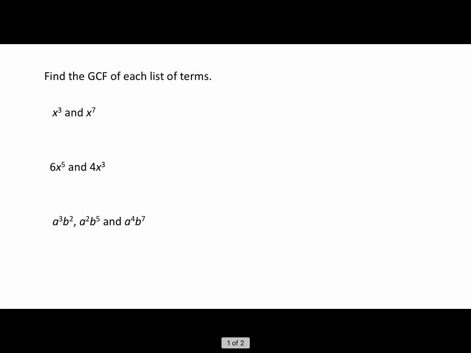Find the greatest common factor of a list of terms. So our first example, we're looking at x cubed and x to the 7th. If we were to do some prime factorization here, then x to the 3rd is x 3 times, and x to the 7th is 7 factors of x. And the greatest common factor then are all of the common factors.